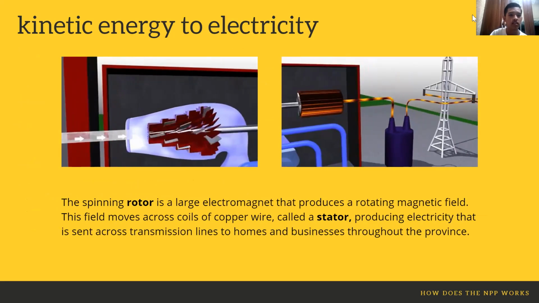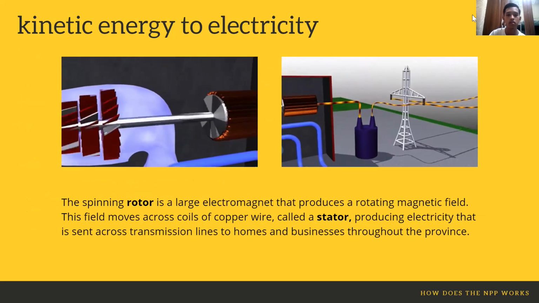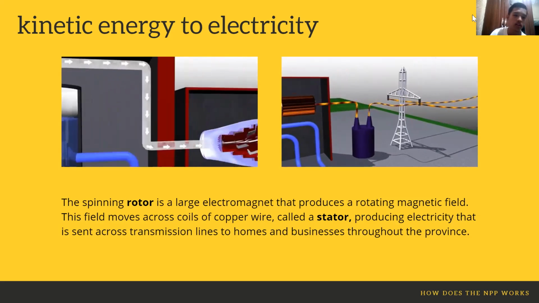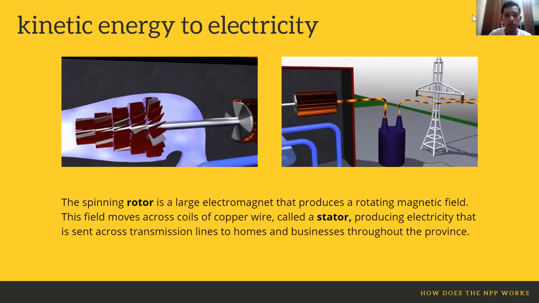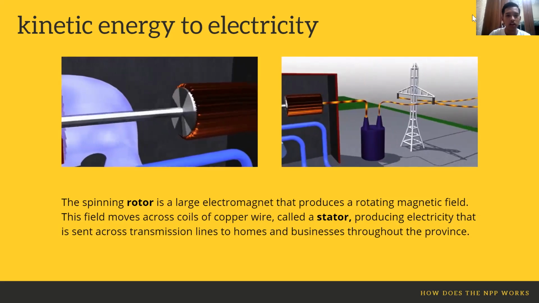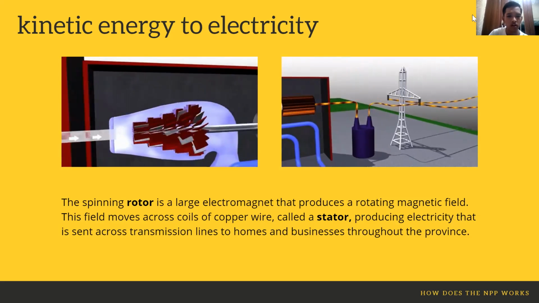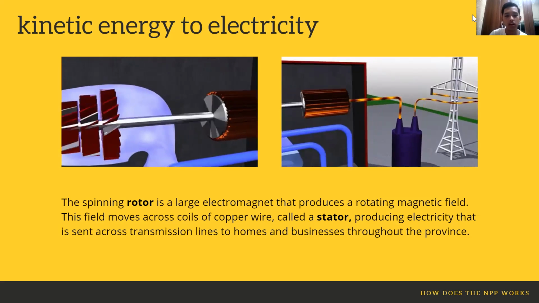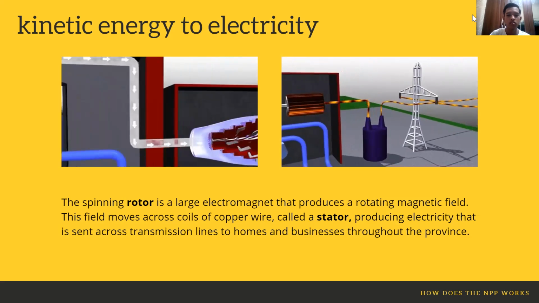Then lastly is the kinetic energy to electricity. Kinetic energy, which is the motion, just like you see in the picture, there is the spinning rotor. This is a large electromagnet that produces a rotating magnetic field. So motion, then going to electricity or energy. This field moves across coil copper, or what we call the stator, producing electricity that is sent across transmission lines to homes and businesses throughout the province.